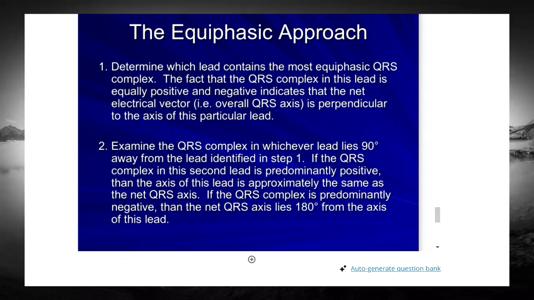Remember I said it's going to be perpendicular to the axis of that particular lead, which means the impulse is traveling perpendicular to it. So you're going to then examine the QRS complex in whichever lead lies 90 degrees away from the lead identified in step 1. The reason this is a little more difficult is you need to have your graph with you, or at least in your mind, to know if I'm looking at lead 2, which one is 90 degrees from that.